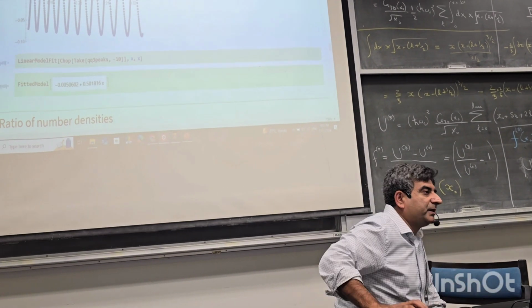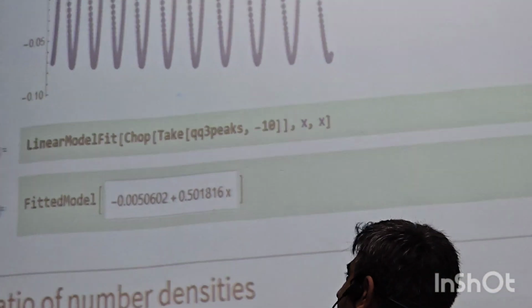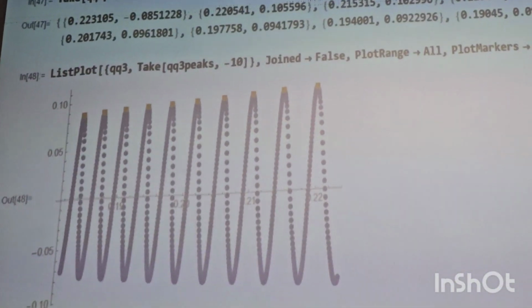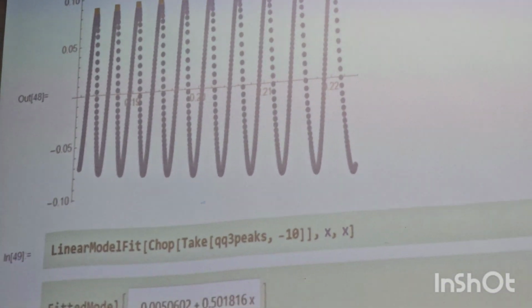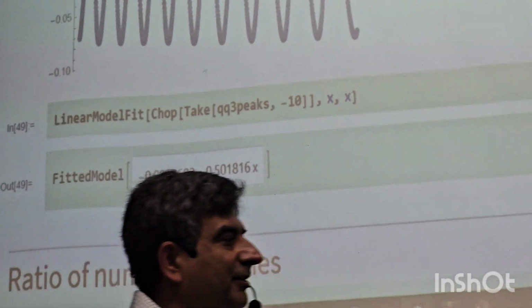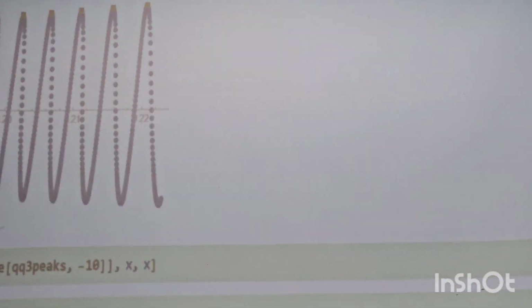then I fit and I get the value of beta, which is 0.5, right? This is a result of fit of the orange peaks, where beta is 0.5. Got it? So now overall, what's the situation that I finally obtained?